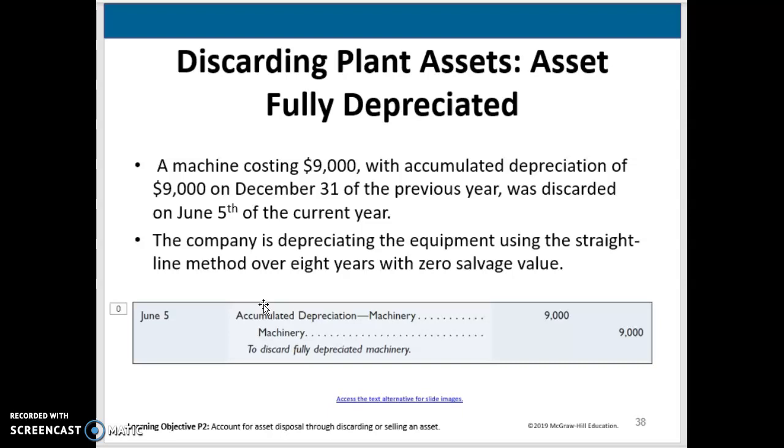and you're not getting any cash for it, and there's no gain or loss because you're not getting any cash that you have to even consider. You're just getting rid of the asset and it's fully depreciated. If it's not fully depreciated, you could potentially have a loss, and that's what we'll look at in the next one. So this is an example of a fully depreciated asset being removed and gotten rid of or discarded.